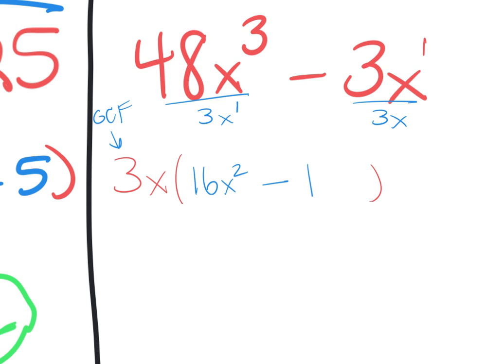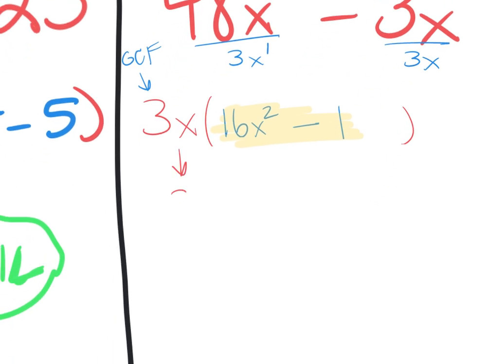We had to take out the greatest common factor because now what's hiding in here is my difference of 2 squares. So we continue, we bring our 3x down. That's part of my answer. Difference of 2 squares breaks up into 2 binomials. I take the square root of the first term. So square root of 16x squared is 4x.